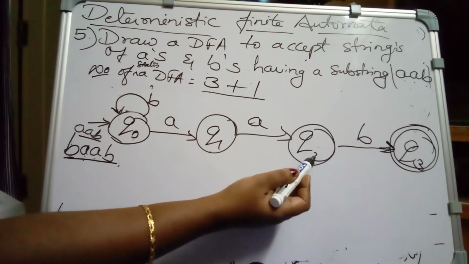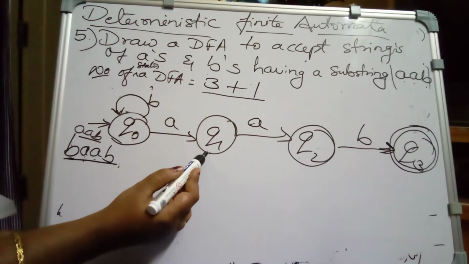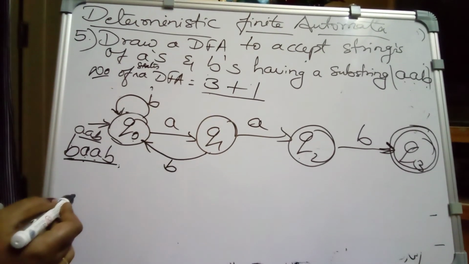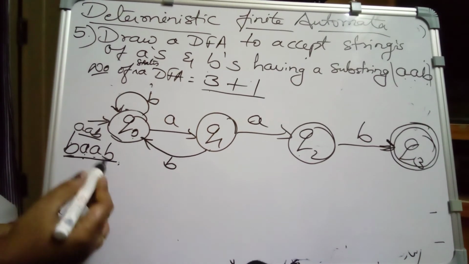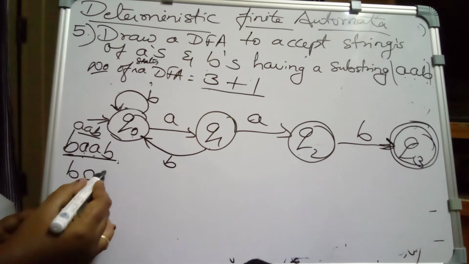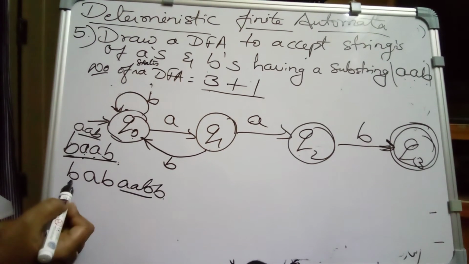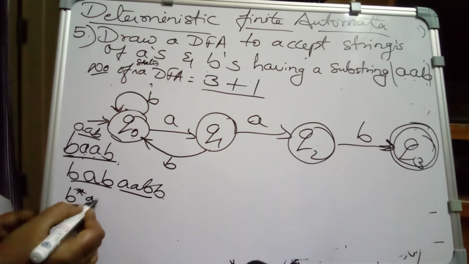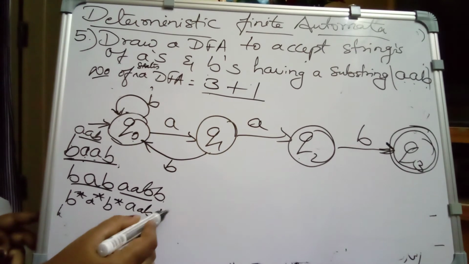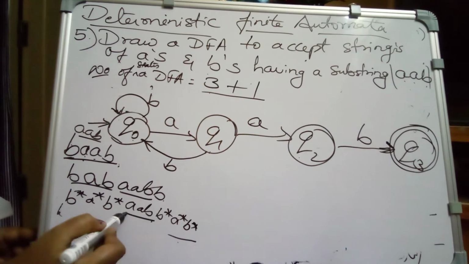Q1 on A, we have already shown, moves to Q2, but Q1 also has one more input symbol B. Q1 on B, I am moving to state Q0. Why? Suppose the next minimal string possible is BAB followed by AABB. Now I have a substring. My string can be anything: the regular expression is B star, A star, B star, followed by the substring AAB followed by B star or A star or B star. It can be anything, but it should have the substring AAB.